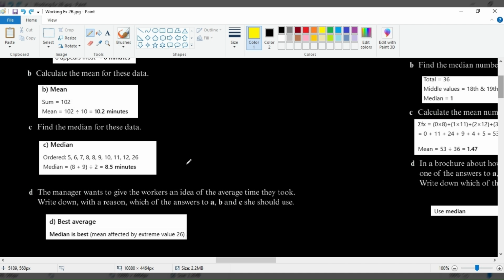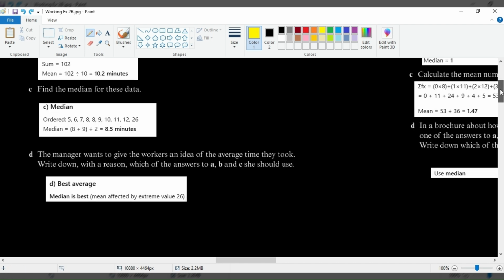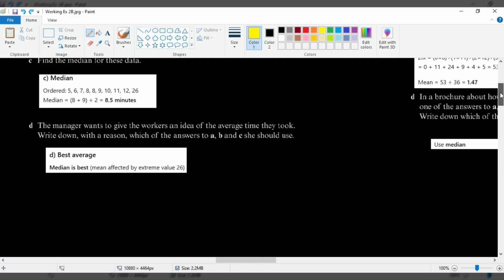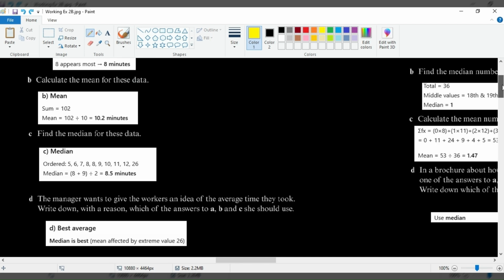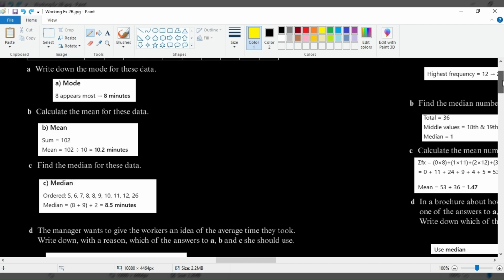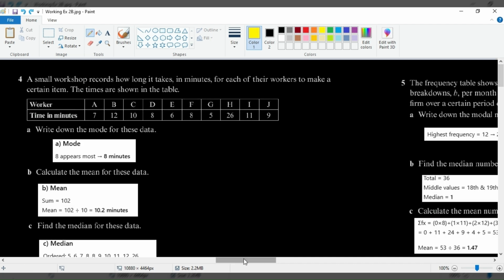Now, in part D, it says the manager wants to give the worker an idea of the average time they took. Write down with a reason which of the answers A, B, or C should be used. So what the manager should be doing is finding the median. The median is the best one to give a clear picture of the worker's output.